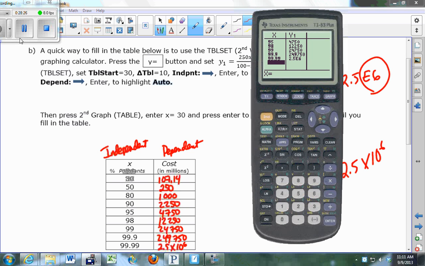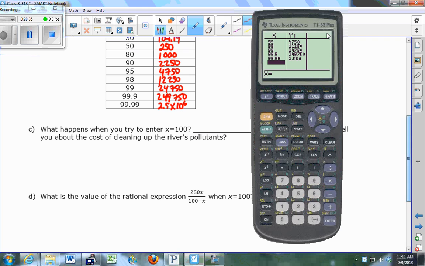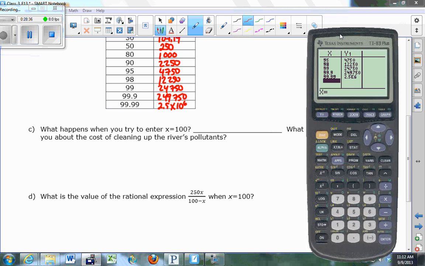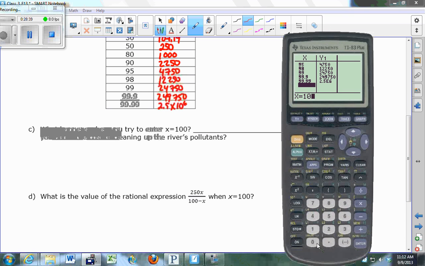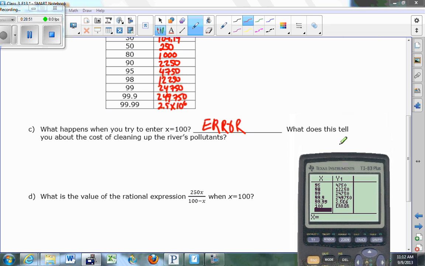Let's see, is that the next question? Okay, the next question is, what happens if I ask the calculator? Let me go to my next page. Here we are. What happens if I enter 100 into my calculator? Error. What does that mean? We can't take out 100% of all pollutants? Does our calculator know we can't do that? No, our calculator doesn't know that. It doesn't even know the context of the problem, right?